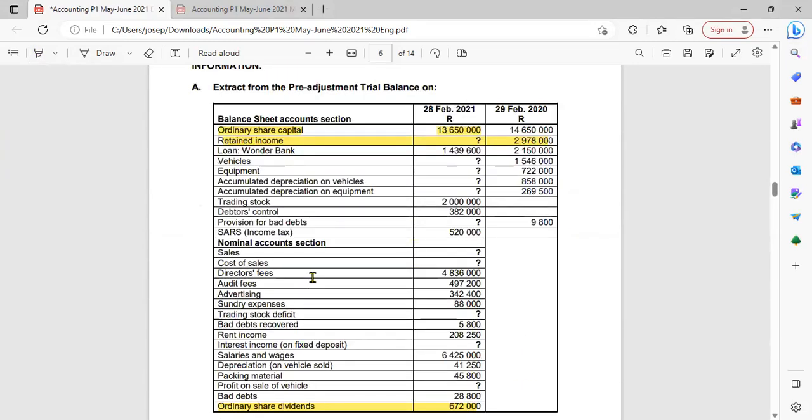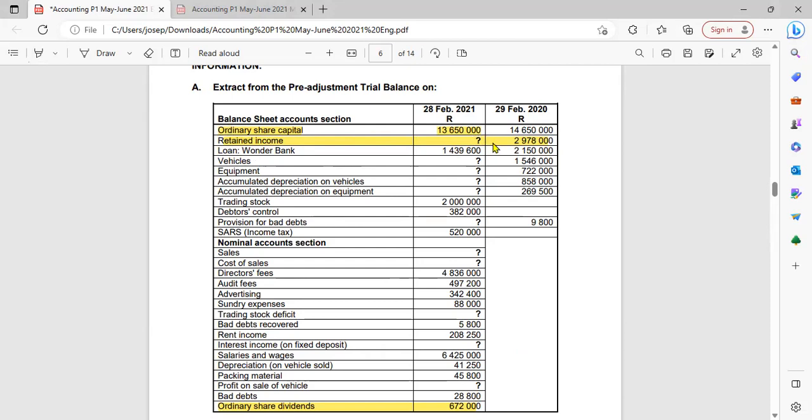I am going to go back to information A. As you know, guys, when we prepare our retained income note, we have the balance at the beginning and the balance at the end of the year. The balance at the beginning of the year is given, here it is. The balance at the end of the year is not given, which means we are going to do some calculations to find out how much our balance at the end of the financial year is, right?